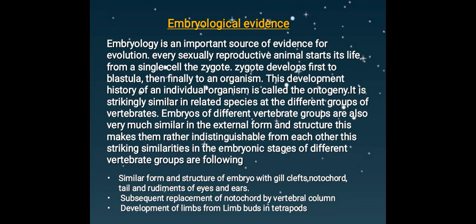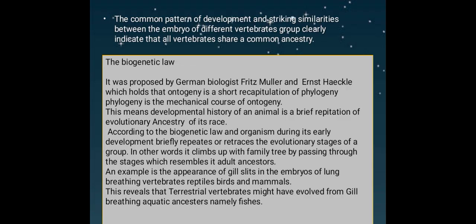The striking similarities in the embryonic stages of different vertebrate groups are the following: similar form and structure of embryo with gill clefts, notochord, tail, and rudiments of eyes and ears; subsequent replacement of notochord by vertebral column; and development of limbs from limb buds in tetrapods. The common pattern of development and striking similarities between the embryos of different vertebrate groups clearly indicate that all vertebrates share a common ancestry.